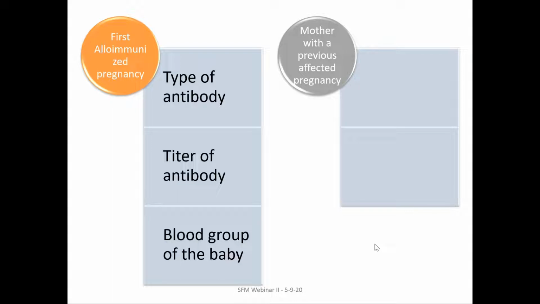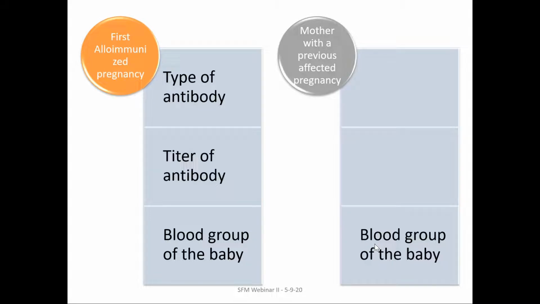And as we said in the last part of the webinar, with every subsequent pregnancy, the titer of an antibody is only going to increase, never decrease. And therefore, the only factor that's going to determine outcome here is going to be the blood group of the baby. Now, that is the essential difference between the first alloimmunized pregnancy and the mother with a previous affected pregnancy. If this baby's blood group is indeed incompatible to the antibody that the mother is carrying in circulation, then of course there is bound to be fetal effects, and these fetal effects are likely to be much more severe than what had happened in a prior pregnancy.